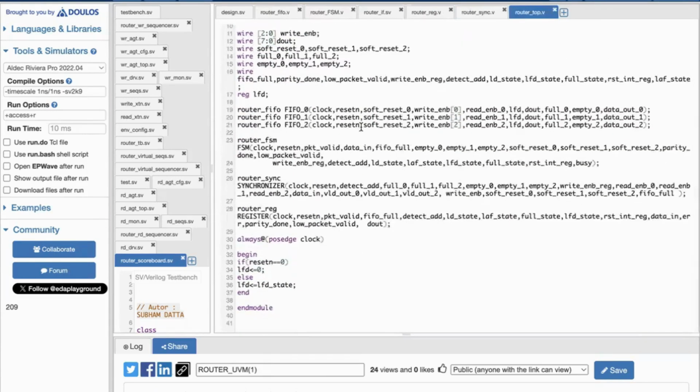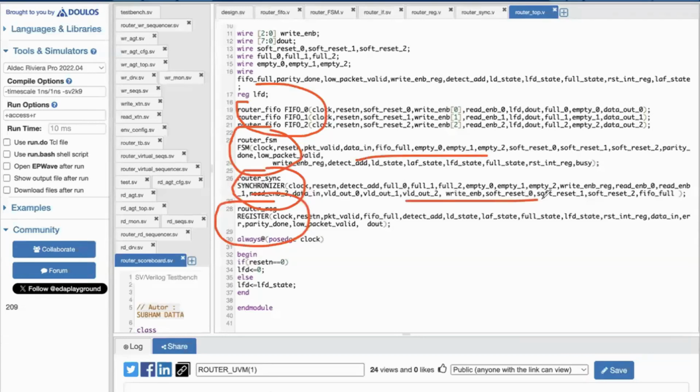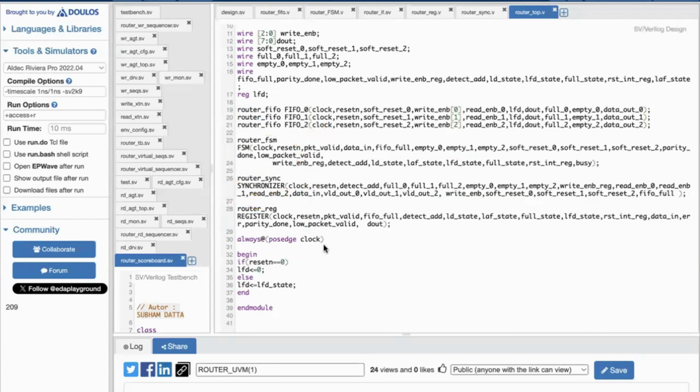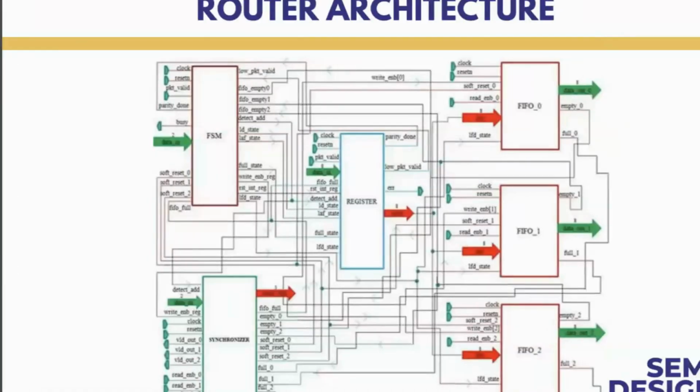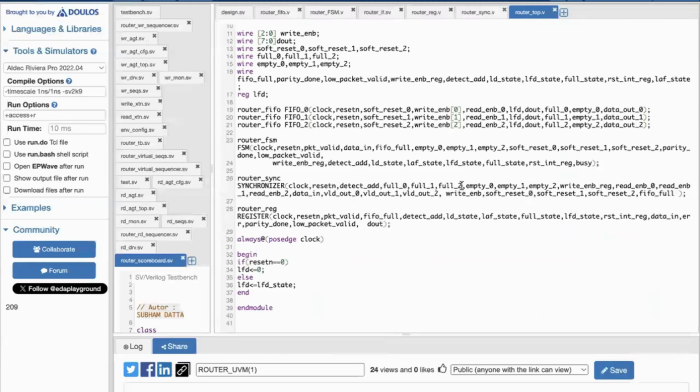In the top level, you can connect all the FIFOs here. There will be three FIFOs here, and there will be a finite state machine, a synchronizer, and a register. By using all input and output signals, we can connect like this. Okay, this is how we can develop a Verilog program for any type of project. After writing the Verilog program, you can do the synthesis. After doing synthesis, you will get the same circuit diagram like this. So that is the importance of Verilog HDL.